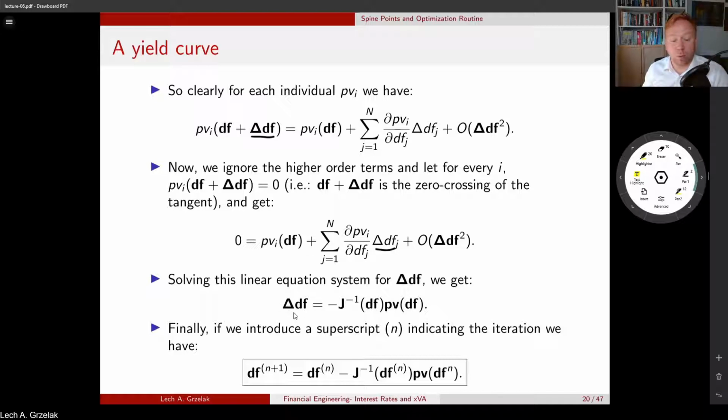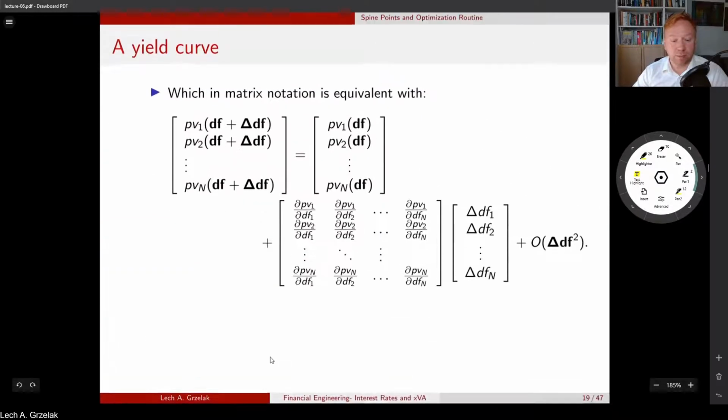And now, using this expression, we can plug it back into the adjustments here for the df's. So you can see we have df new equal to the old df minus the Jacobian, as a function of df at the previous step, times this vector of PVs evaluated at the previous vector of spine points. So this is the iteration that we have to perform for finding the optimal spine points to build a matrix. And this is very similar to what we have done here.